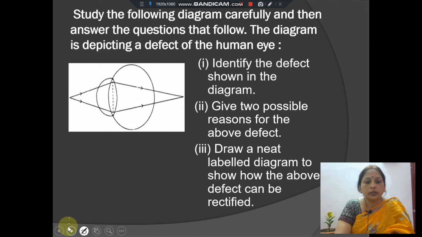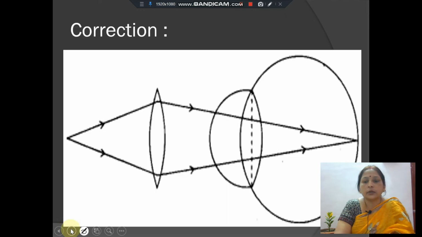So the corrected diagram for this is this one. Here we will place a convex lens in front of the eyeball and the image is formed on the retina. So this is the corrected image. Now moving to the next slide. Let's move to the next slide.